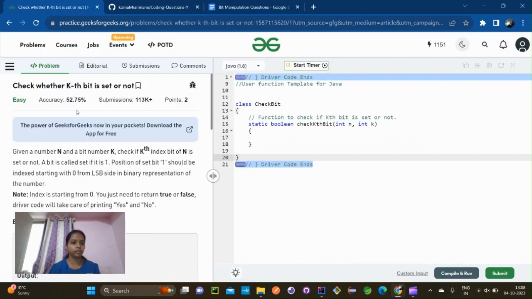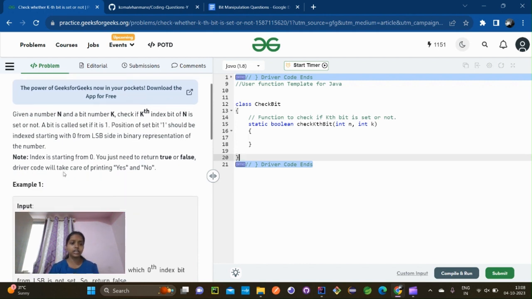I have already opened it. Check whether kth bit is set or not. Given number n and a bit number k, check if kth index bit of n is set or not. A bit is called set if it is 1, and the position of a set bit should be indexed starting with 0 from the LSB side in the binary representation of the number.